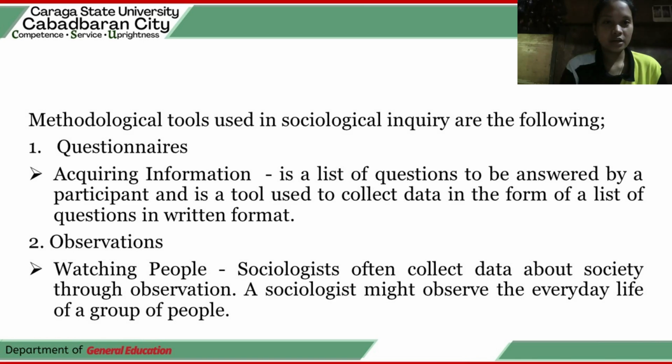The second is observation. Sociologists often collect data about society through observation. A sociologist might observe the everyday life of a group of people. Observation is when sociologists observe the behaviors of a group or individuals in order to witness their social behaviors. Observation can also be conducted in two different ways.